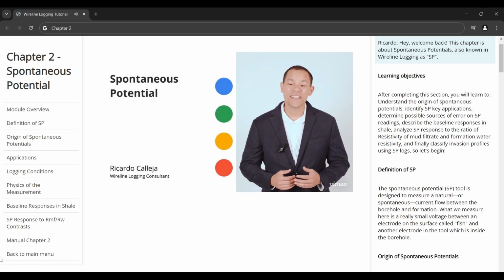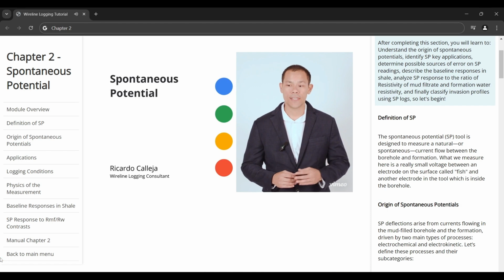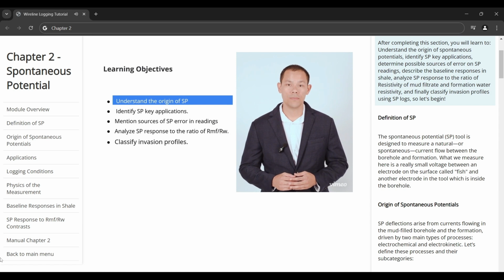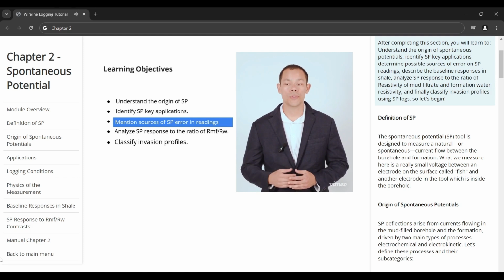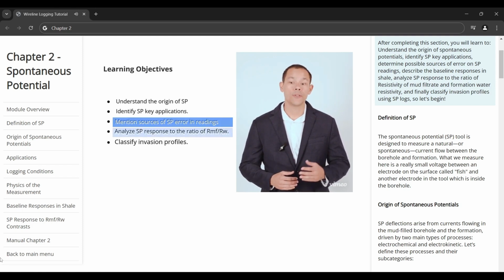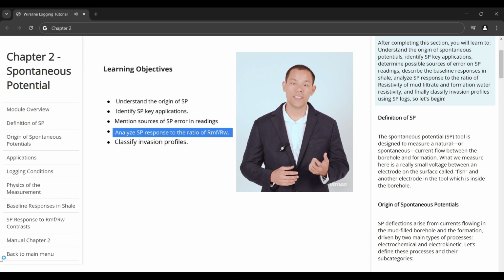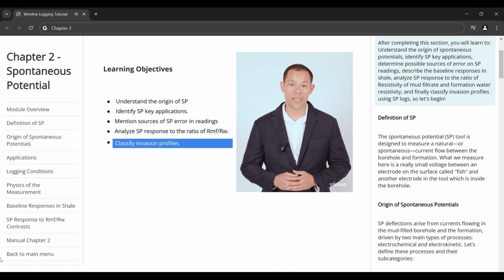Hey, welcome back. This chapter is about spontaneous potential, also known in wireline logging as SP. After completing this section, you will learn to understand the origins of spontaneous potential, identify SP key applications, determine possible sources of error on SP readings, describe the baseline responses in shale, also to analyze SP responses to the ratio of resistivity of mud filtrate and formation water resistivity. And finally, you will classify invasion profiles using SP logs.